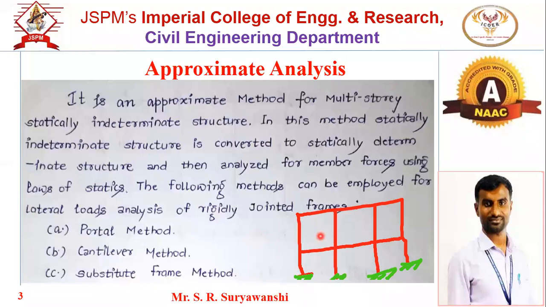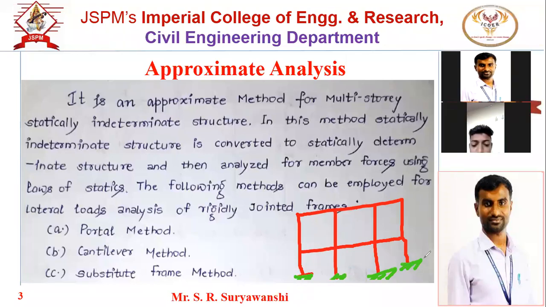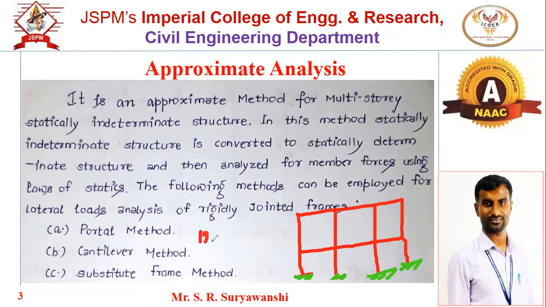Now tell me, what is the DSI of this particular frame? The formula is R minus 3 plus 3C. What is the number of R here? 4 fixed supports, and at each fixed support there are 3 unknown reactions. So 4 into 3 is 12. 12 minus 3, 9, is the external DSI, and the internal DSI will be 3 into C. The number of closed loops is 3, so 3 into 3 is 9. Means the DSI value is 18.